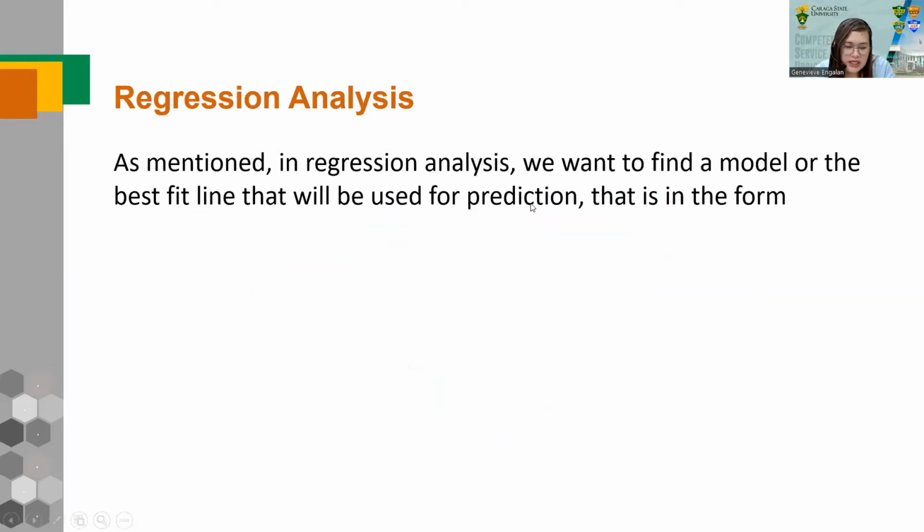So in regression analysis, as mentioned, we want to find a model or the best fit line, or we also call this the least square line. This will be used to predict our y variable given our x variable. So our regression model, or the best fit line, or the least square line, is in the form y is equal to a plus bx.